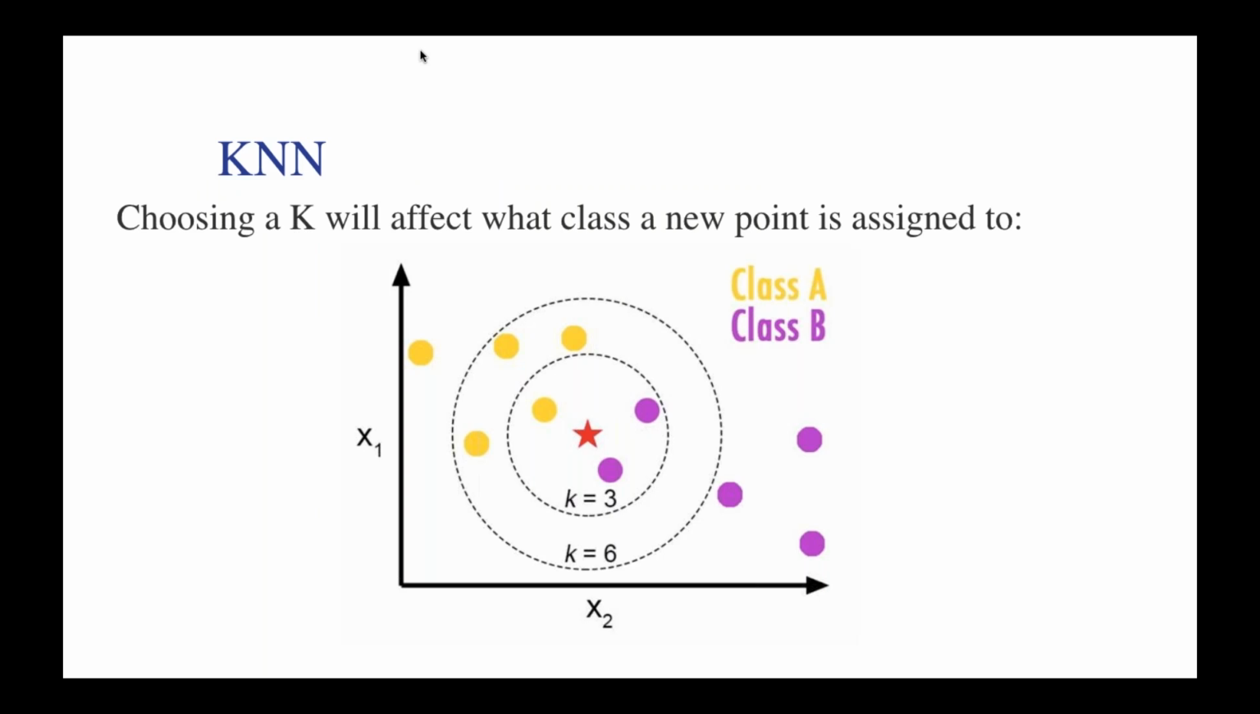So choosing the k will affect what class a new point is assigned to. What is K? That may be an interview question. In K nearest neighbor, K is nothing but the number of nearest neighbor points you want to look into. If K equals 2, after sorting according to distance, you look at the top 2 closest points of the new point. Whichever class they belong to, the new point will belong to the same.